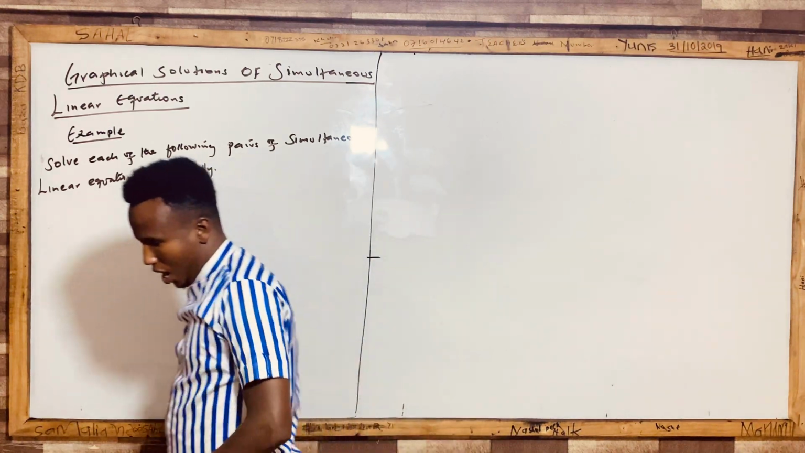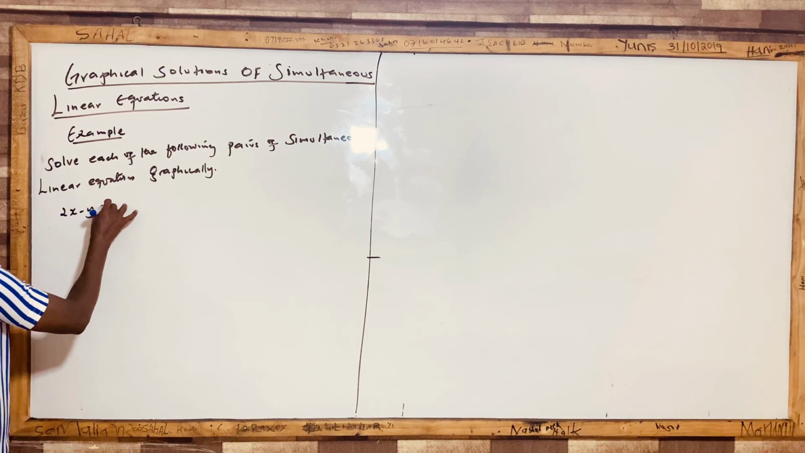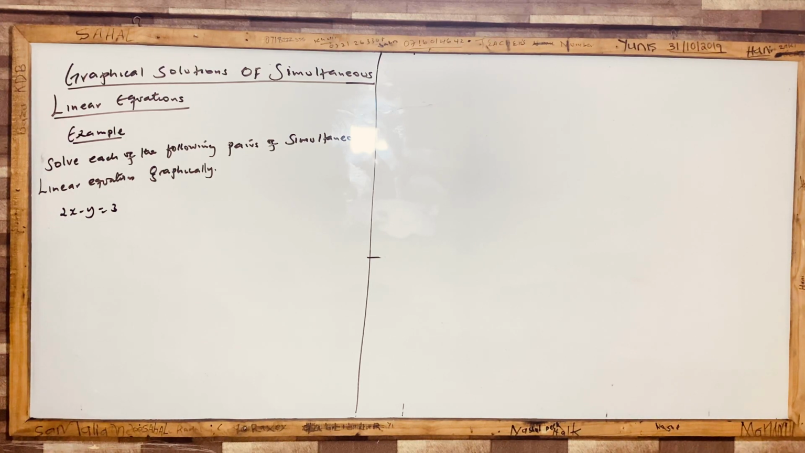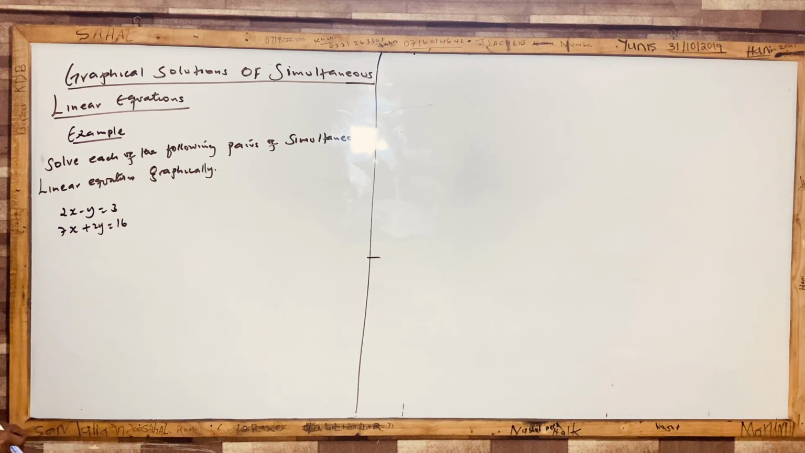Let's see example 2. Let's see this one. 2x minus y is equal to 3 again. Then we have 7x plus 2y is equal to 16. Let me steal the answer. See, we can steal the answer. So what we're going to do is check in.